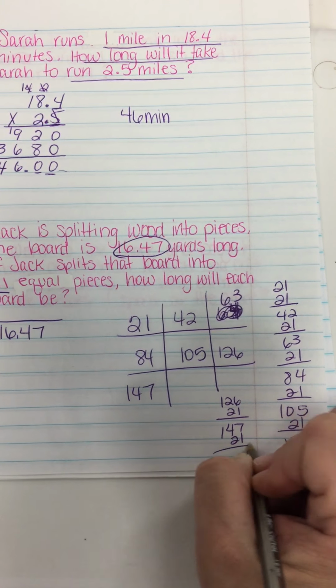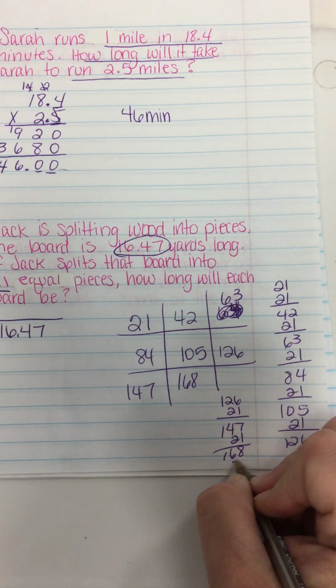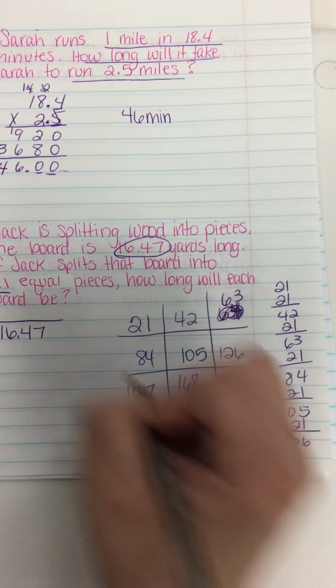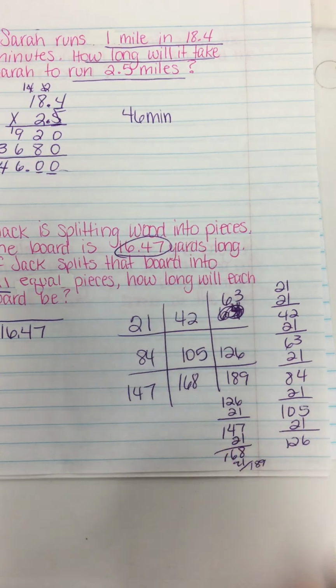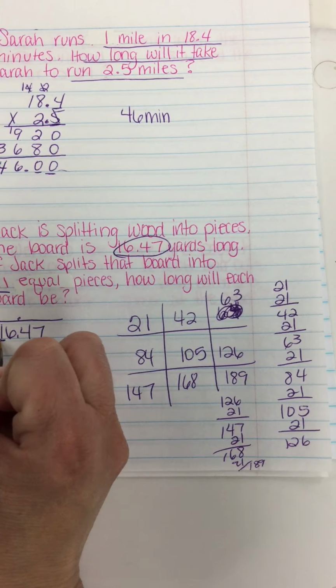Plus 21 is 168. Plus 21, that would be 189. Okay, so I'm going to look at this. I'm going to place my decimal. 21 can't go into 1.